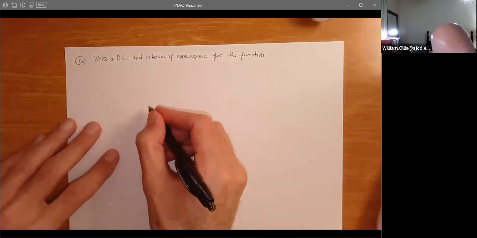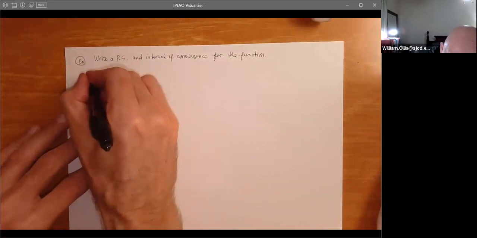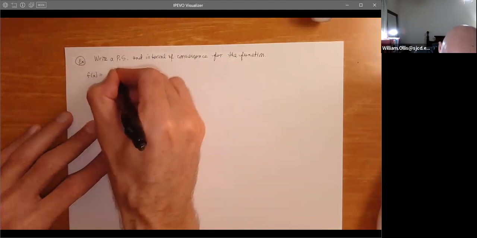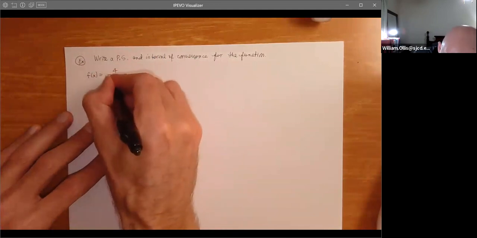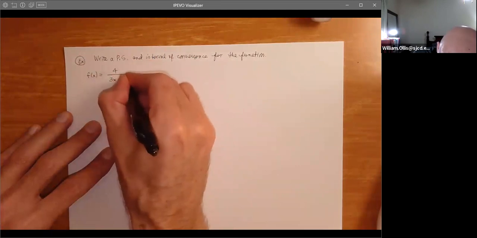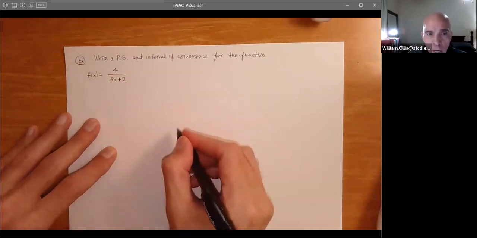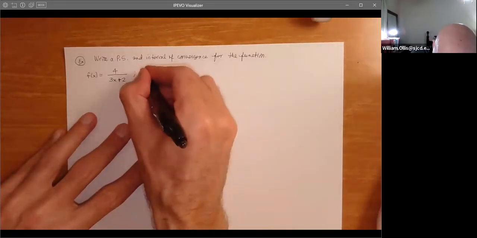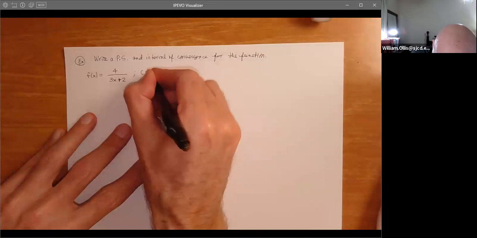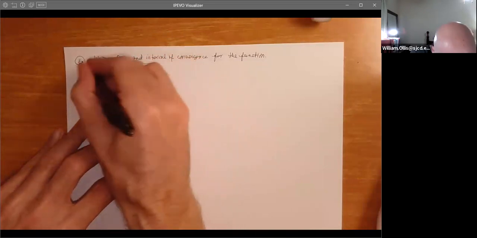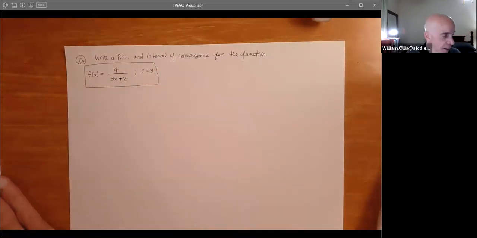So in this case, we jazz it up a little bit. That is the function. We're not going to have to do a decomposition on this. We're just going to have to do some additional algebra. So we're going to have the function 4 divided by 3x plus 2. And we want the center in this case to be 3. Okay, so this is just going to be a little extra work, but we don't have the partial fraction decomposition in this case.